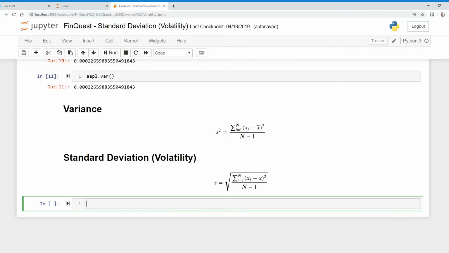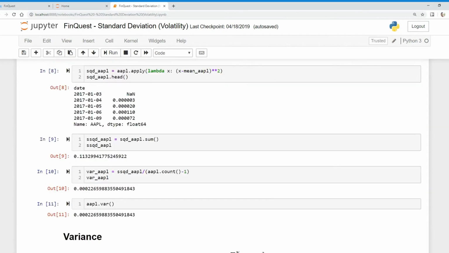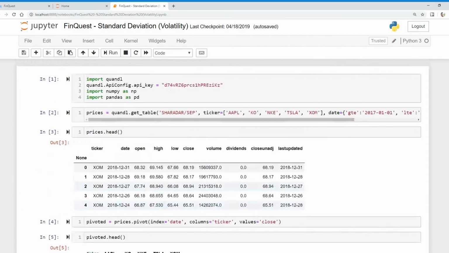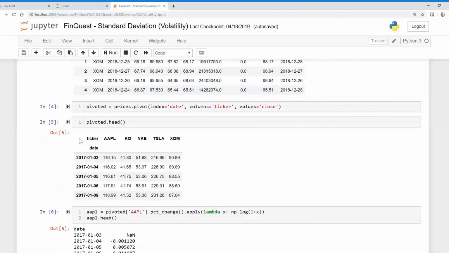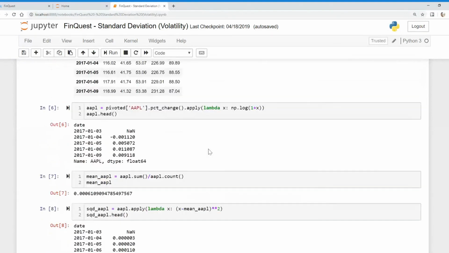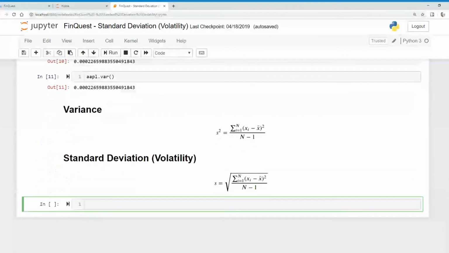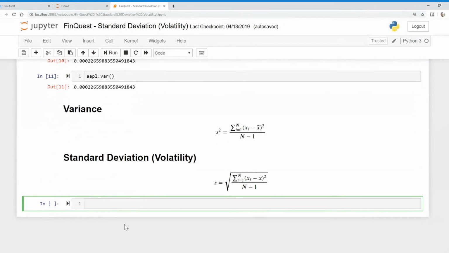Hey everyone, so today we're going to calculate volatility or standard deviation on stock returns. Just like in our last video, we're pulling our data from Quandl and we are working with a data frame called pivoted, like so. And we're just continuing with our last video on variance. So what is standard deviation?